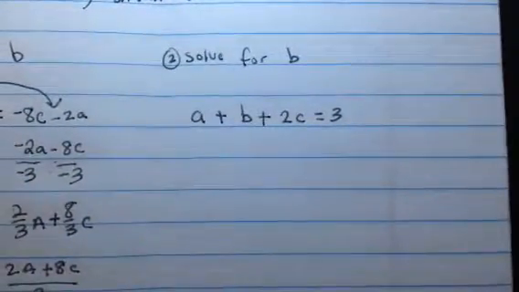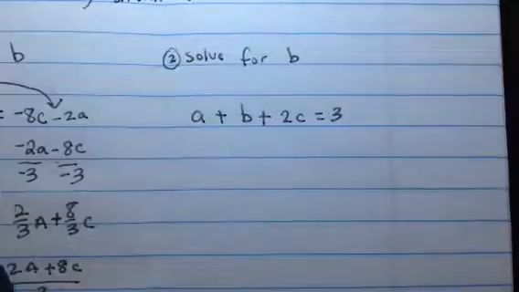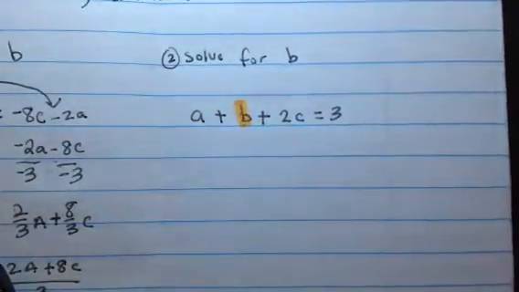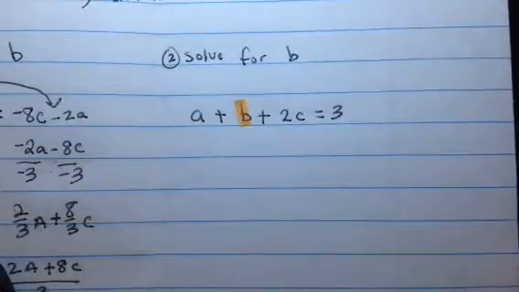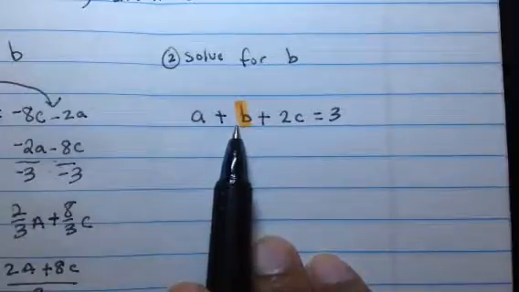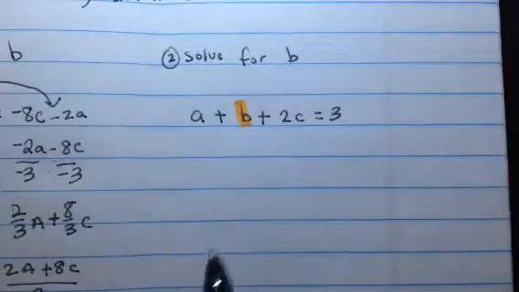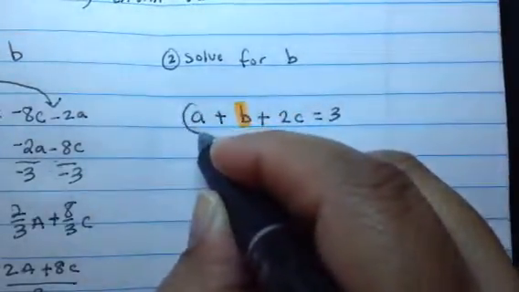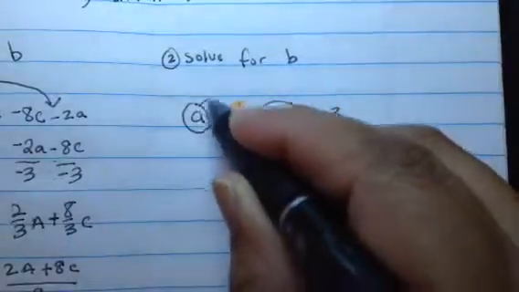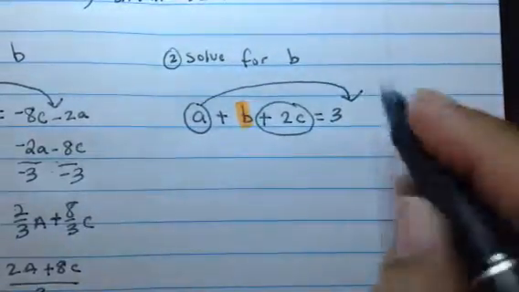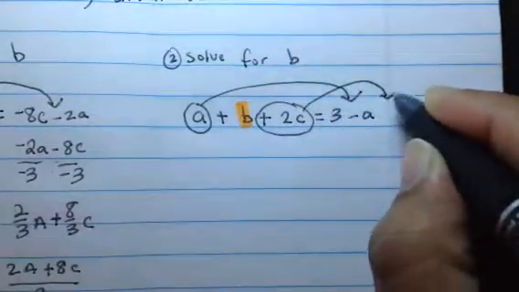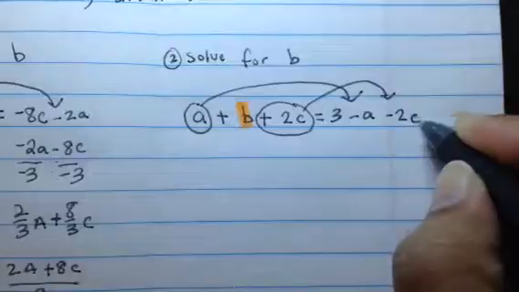Okay, so number 2, we're wanting to do the same thing. We want to get b by itself. On this one, we're actually not going to have to divide at the end because there's no number in front of b, and that's what we want. Remember, if there's not a number in front of b, there's an understood 1. So what we want to do is get rid of this a and this positive 2c. So when this a comes over, it's going to become negative. When this positive 2 comes over, it's going to become negative.